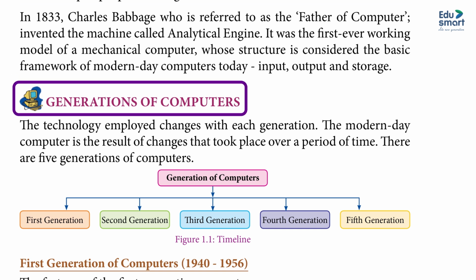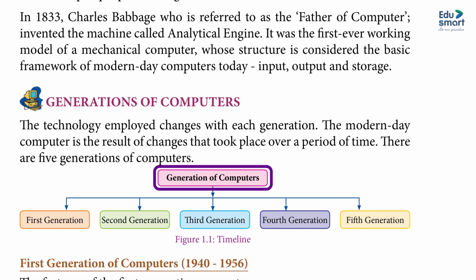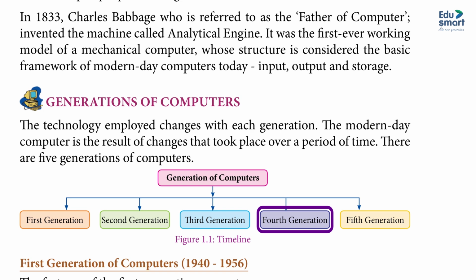Generations of computer. The technology employed changed with each generation. The modern day computer is the result of changes that took place over a period of time. There are 5 generations of computers: first generation, second generation, third generation, fourth generation, fifth generation.